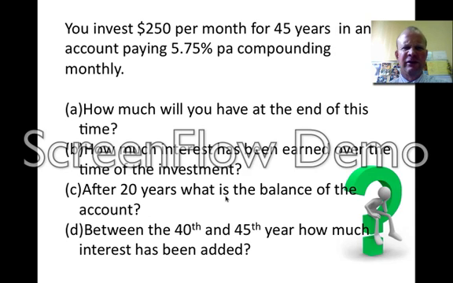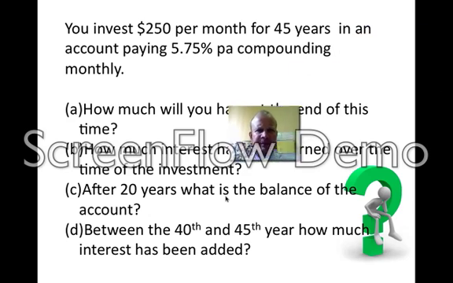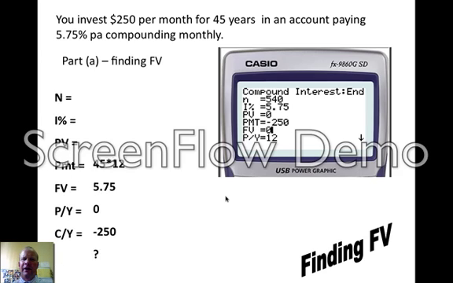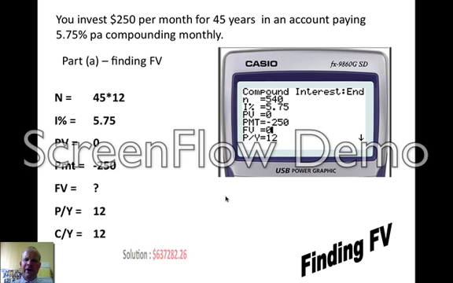So the first question is just a straightforward future value question. So once again, in your calculator, put in N, I, PV, payment, future value, payments per year, and compounding periods per year. 45 times 12, because it's done monthly, minus 250 as your payment. On your calculator, it will look like that, and the answer you will get will be $637,282.26.